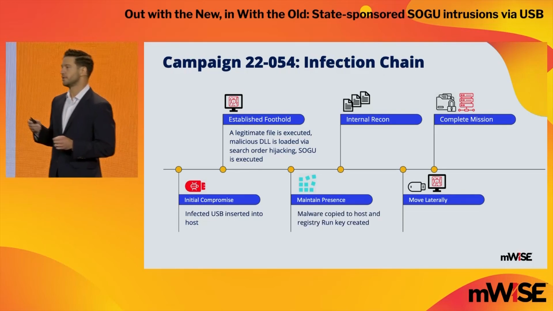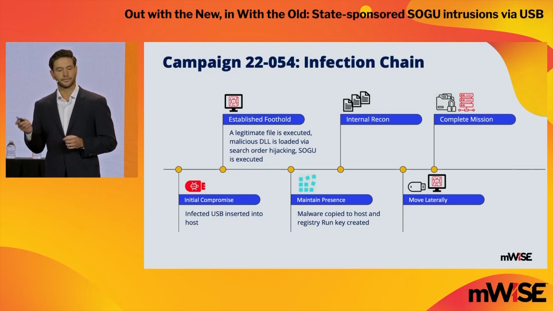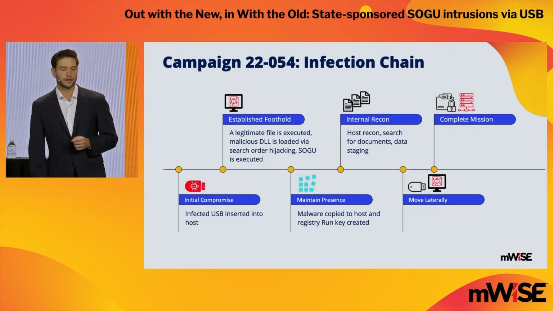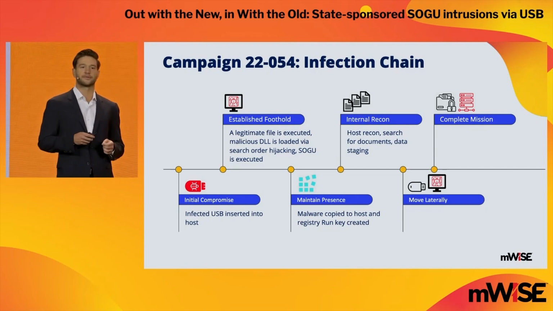Persistence is maintained when the SOGU malware is then copied to the host and a registry run key is created. Internal recon occurs when host recon commands are executed. The SOGU malware then searches for documents and it stages them for data theft.